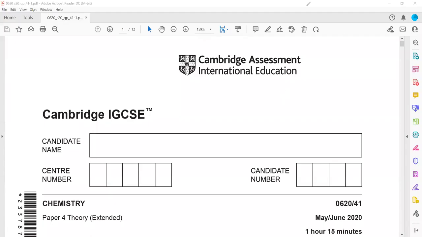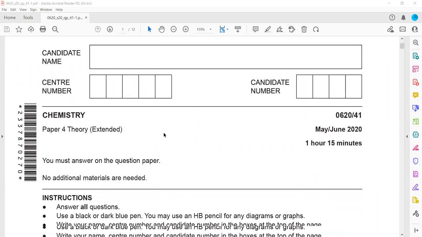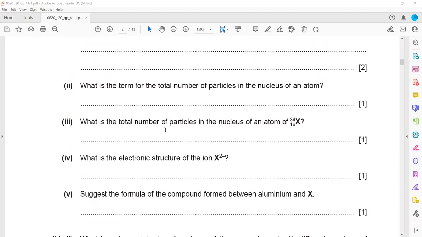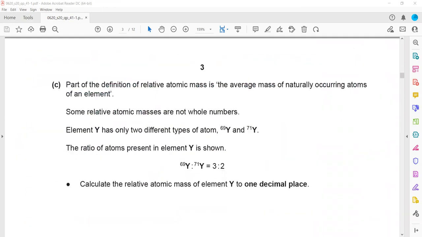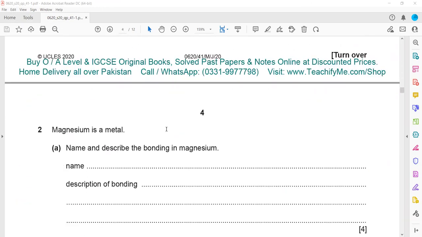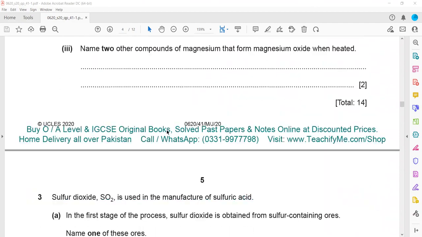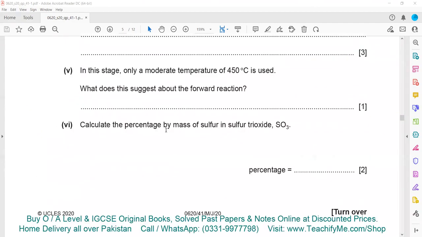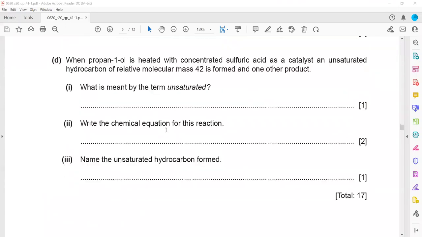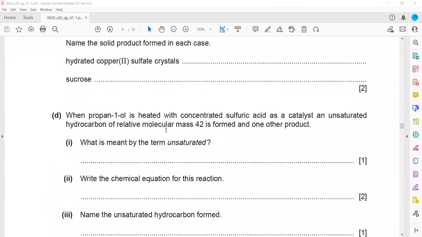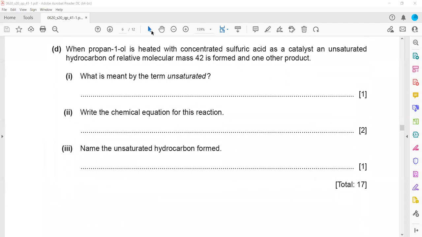This one is May June 2020 paper 4 variant 1. We'll discuss the organic chemistry question from this paper. Normally the last question is from organic chemistry. So one part is there, as you can see in this one.